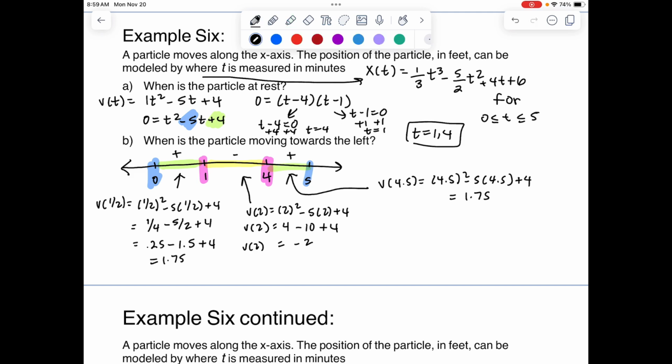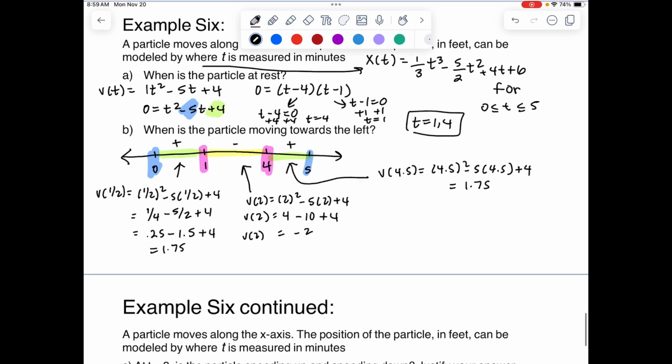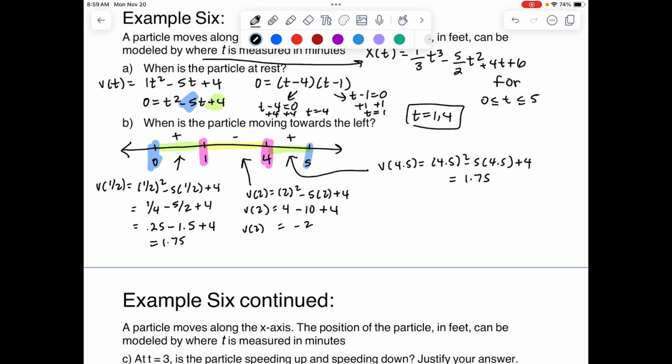And so to answer this question, I have to do a little explanation. I'm going to say the particle is moving towards the left between 1 and 2. So that's like interval notation, but between times 1 second and 4 seconds, because the velocity is less than 0 on that interval.